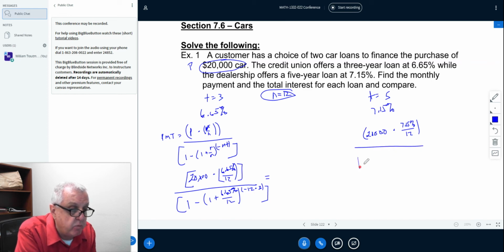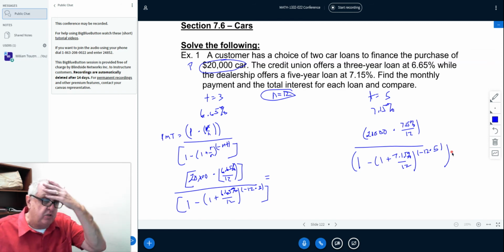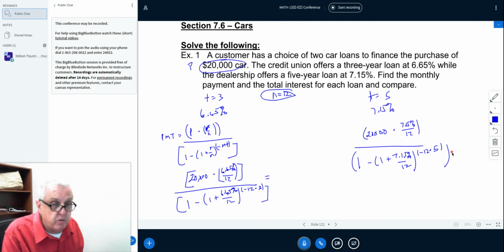Dividing all this by 1 minus 1 plus 7.15% over 12, times a negative 12 times the number of years, which for this loan is 5. And we close that parenthesis. If you don't close a parenthesis, you see, each open parenthesis you have to close. So we're going to figure this out for each one.